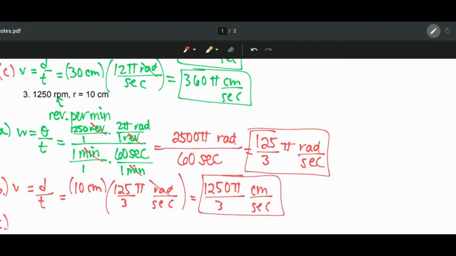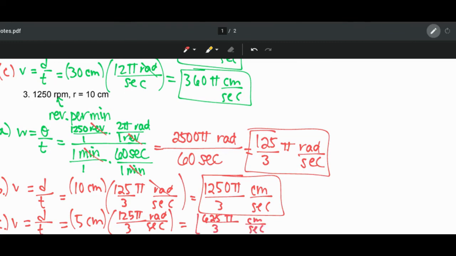And then in part C, we're going to do the same thing where velocity equals distance over time, except the point that's halfway between the center and the circumference, it has a 5 centimeter radius, but the same angular speed of 125 pi over 3 radians per second. So now when we multiply that, we get 625 pi over 3 centimeters per second.